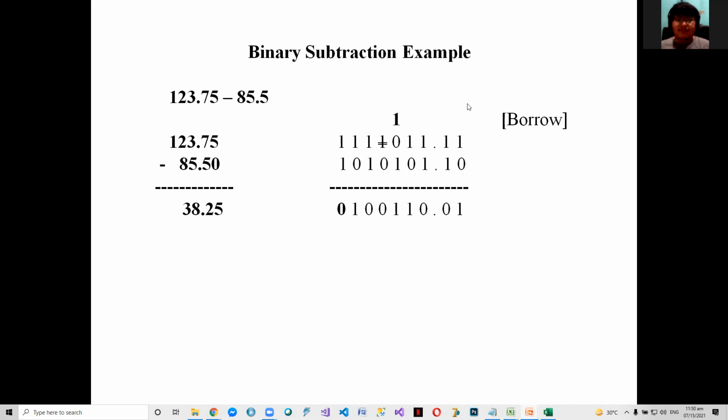See, yung 2 yung 1, 0 eh. Minus 1 is 1. And this becomes a 0. This is a 0. 1 minus 1 is a 0. 1 minus 0 is a 1. 1 minus 1 is a 0. So this is 38.5. If you convert this, this is 0.25. Do you follow? This is 0.5, this is 0.25. Okay.